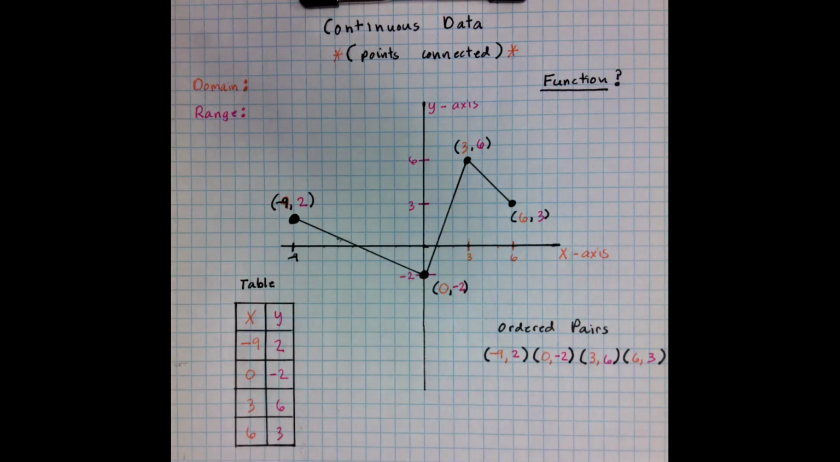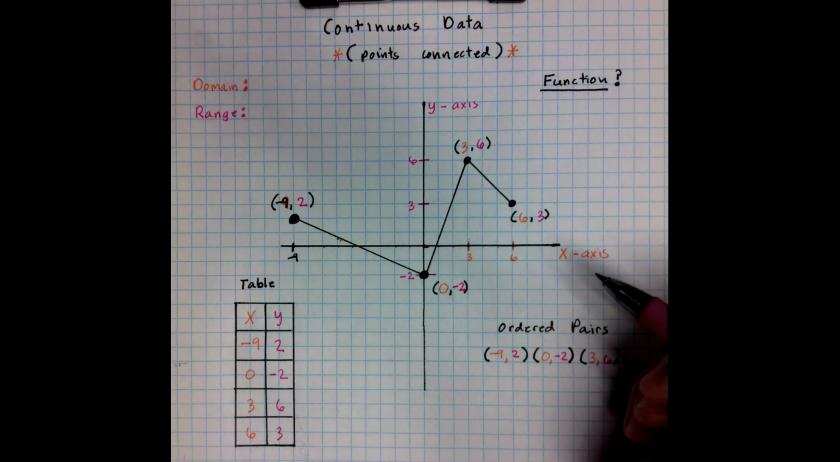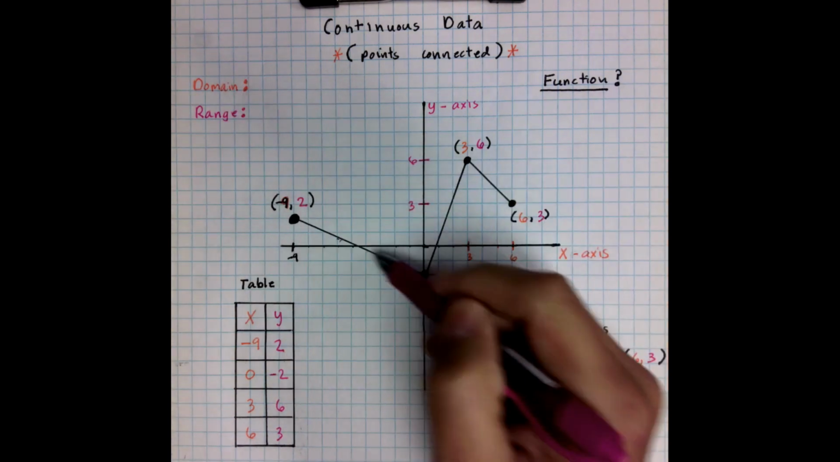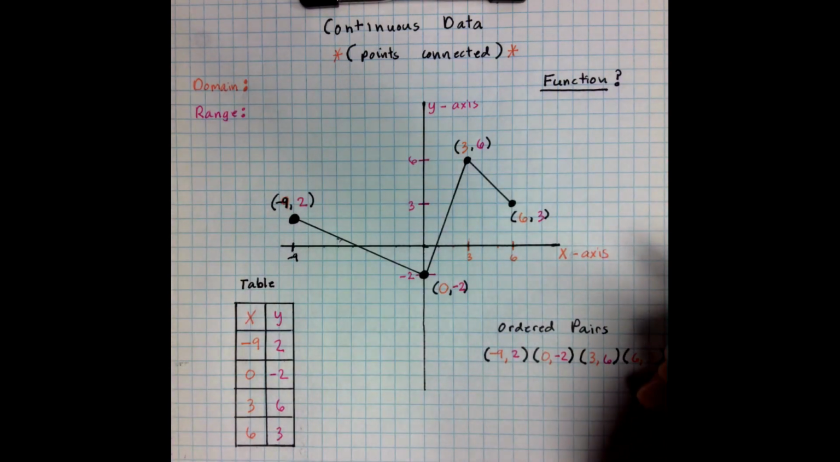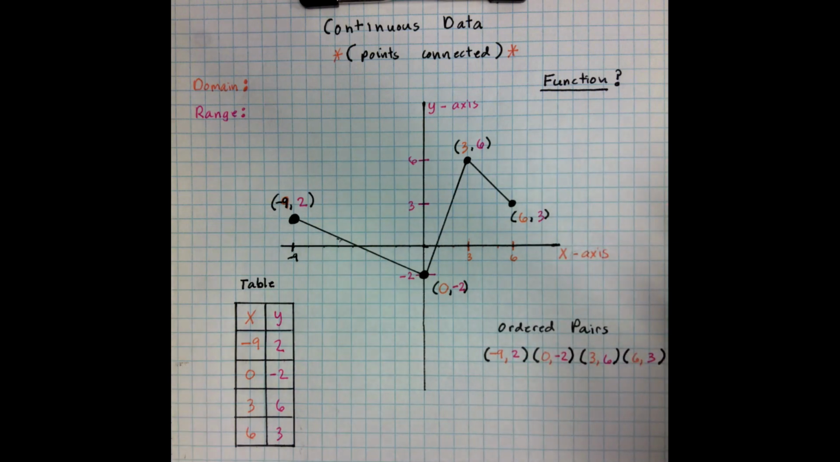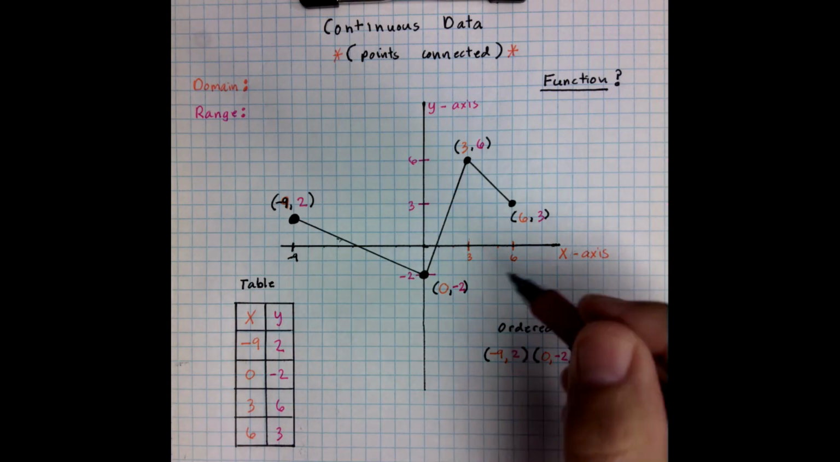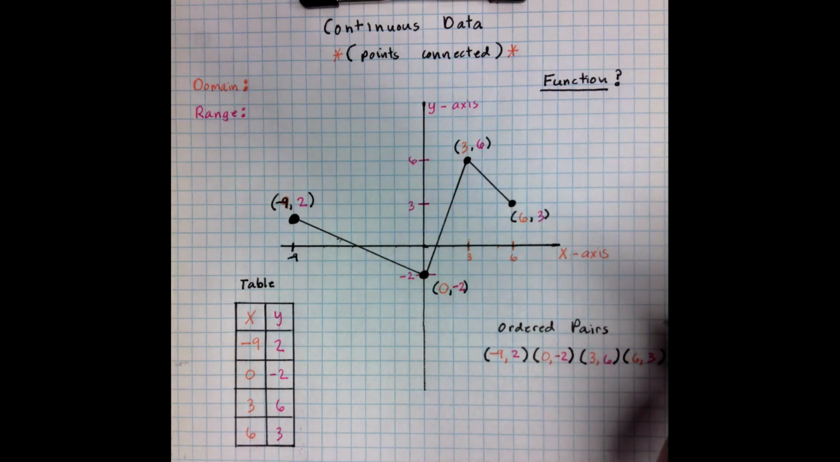Now, we still haven't talked about the domain and range, but we're going to go ahead and do that now. When I talk about domain, whenever we have continuous data, first of all, we're going to write it as an inequality. So in this particular problem, we're going to write it as an inequality, and we could also write it in what's known as set notation or interval notation, but this time we're going to do it as an inequality.